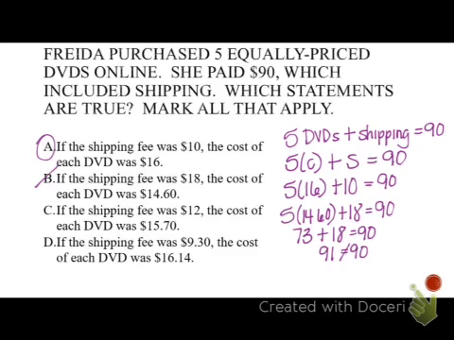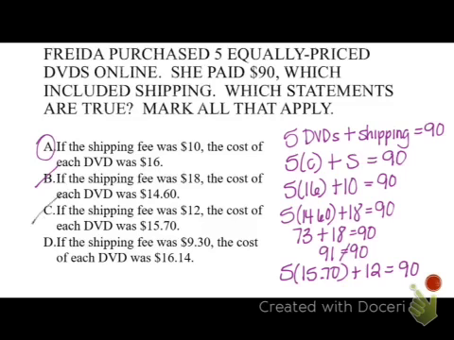In C, we would take 5 and multiply it by 15.70, and we would then add the shipping of $12 to see if that is equal to 90. And 5 times 15.70 is $78.50. If you add that to 12, you get $90.50, which is 50 cents more than $90, so it is not true.